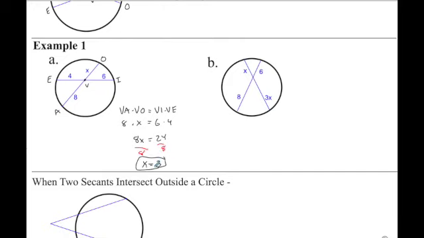We might just make sure that that looks right in our diagram. This looks like it's the shortest segment, and the other one is 4 and 6. So that looks pretty reasonable. Let's try this next one.